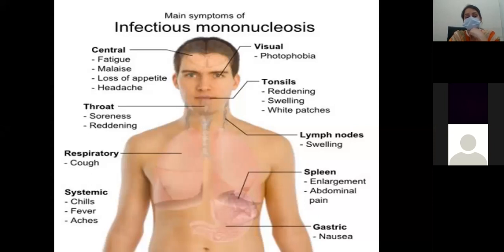Okay, now come to the throat. There can be soreness and reddening, and in the lymph nodes there will be swelling. In the spleen there can be enlargement, and if there is enlargement of the spleen, obviously there can be abdominal pain. For respiratory there can be a symptom of cough, and systemically there can be chills, fever and aches, with nausea.